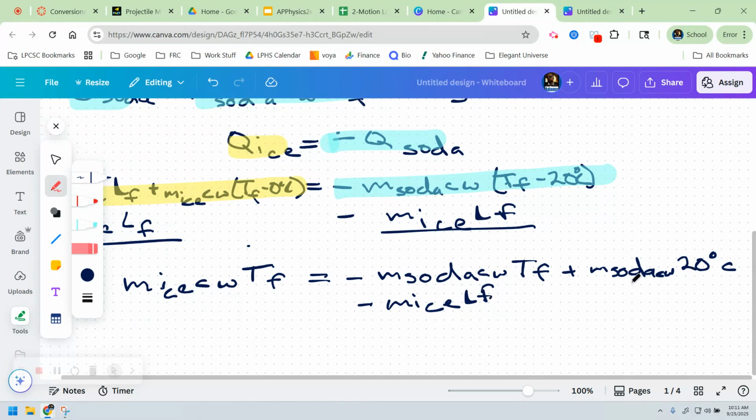And then I think I have to add this to this side, so I'm going to, this is wild. So I'm going to add the M soda times the specific heat times the final temperature to both sides.